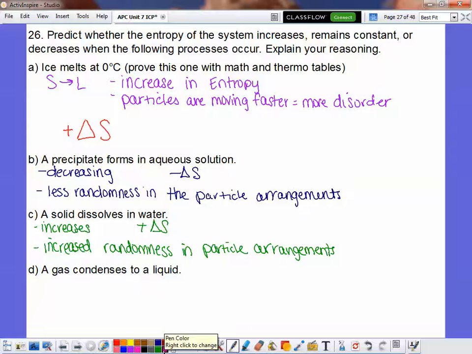And then the last one, gas condensing to a liquid, decreasing. Gas to liquid, so that's the opposite reason why solid to liquid was increasing entropy. Particles are moving faster when we go from solid to liquid. When we go from gas to liquid, the particles have to slow down and you're removing energy. So we have a negative delta S here.